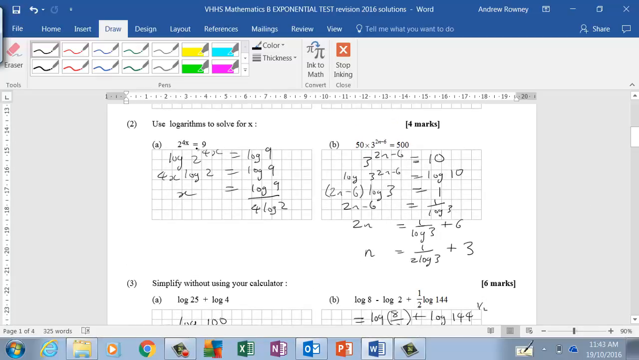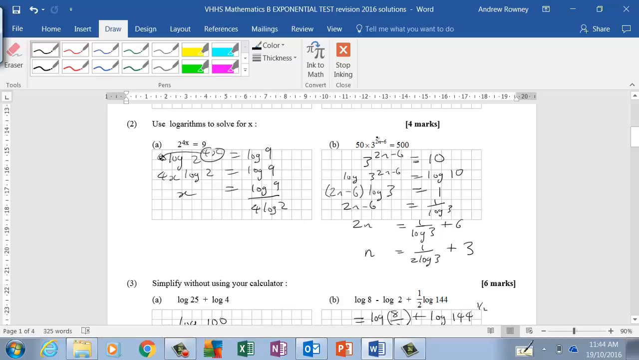Using logs to solve this, you do log of the left equals log of the right, because the log will bring the power down the front. So this 4x comes down the front. That's one of the log laws. And so now we just divide by 4 log 2 to get our x.